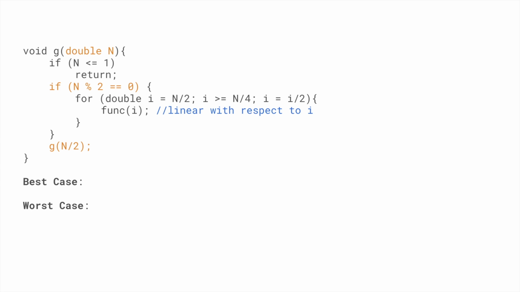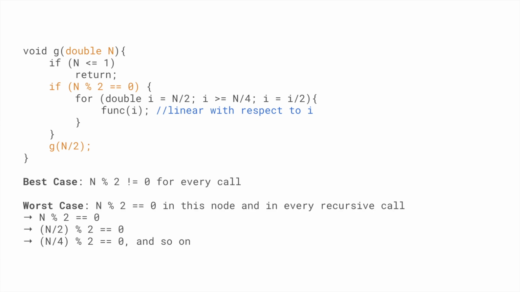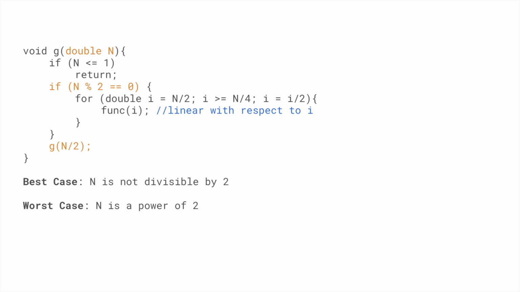We saw earlier that the work we're doing depends on n mod 2. So in our best case, we're never going to go into this for loop, and n mod 2 is not going to be 0 for every single call. But in our worst case, n mod 2 is going to be 0 for every single call. So n mod 2 is 0, n/2 mod 2 is 0, n/4 mod 2 is 0, and so on. We can rewrite this as, in our best case, n is not divisible by 2, so n is some odd number or some number with a bunch of decimal places. And in our worst case, n is a power of 2.